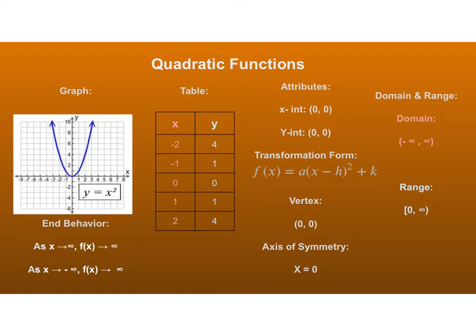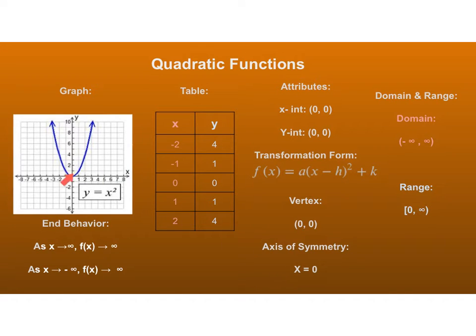Some of the attributes it has: the x-intercept and y-intercept are at 0, 0. We also call this the vertex. The vertex is the spot where it changes directions. This graph was going down, down, down, and when it got here, it changed directions and started going up. The axis of symmetry is what's going to cut your graph in half vertically. The line here, this y-axis, has another equation: x equals 0. And this is going to cut your graph in half.